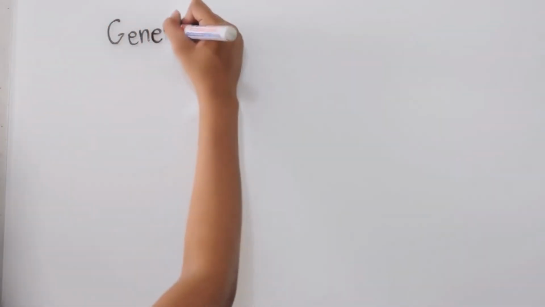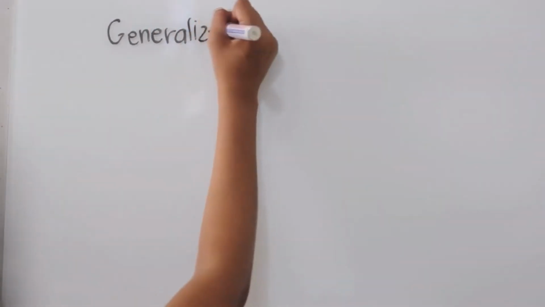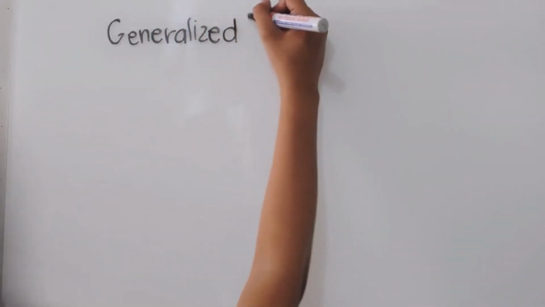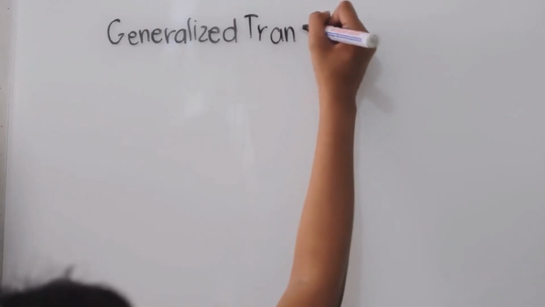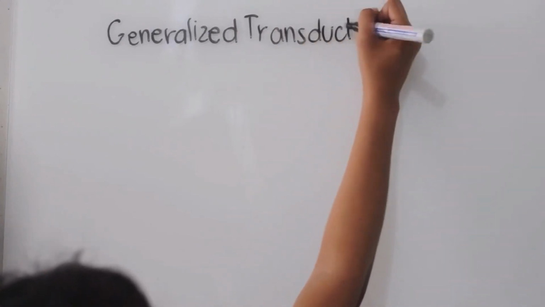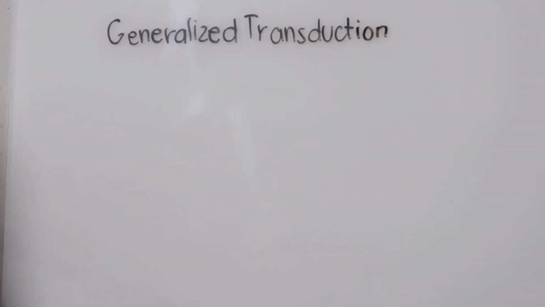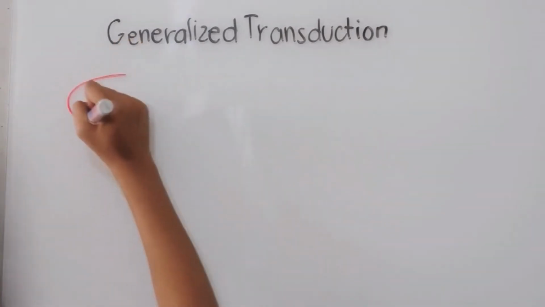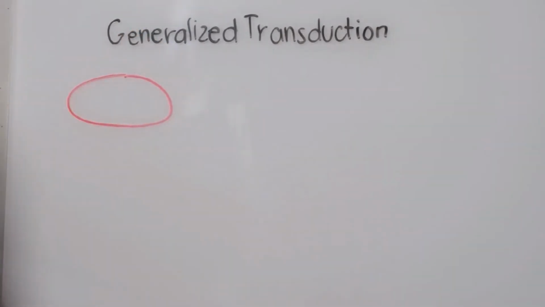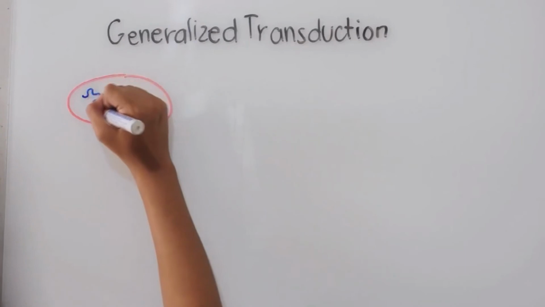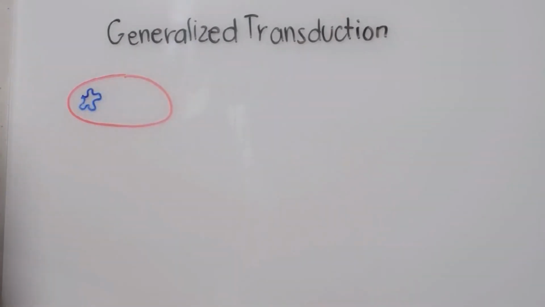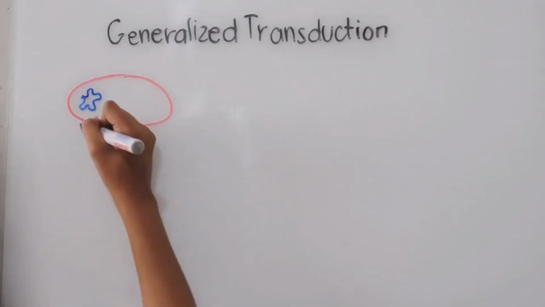Transduction can either be specialized or generalized transduction. Generalized transduction is transduction in which potentially any bacterial gene from the donor can be transferred to the recipient. The process begins with the bacterial host cell, also known as the donor cell, getting infected by the phage.